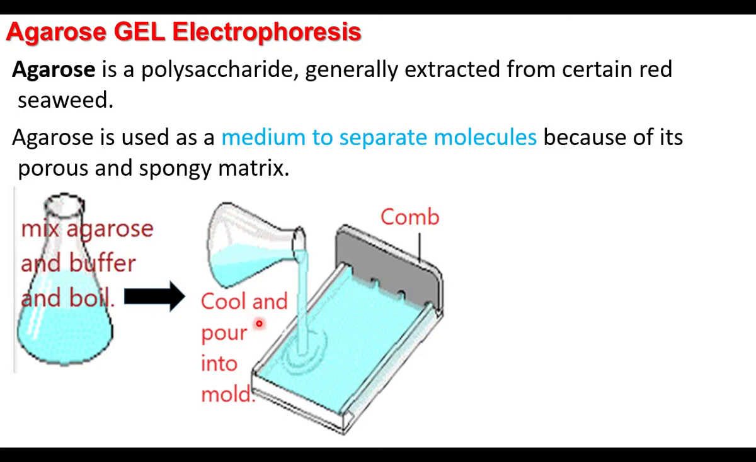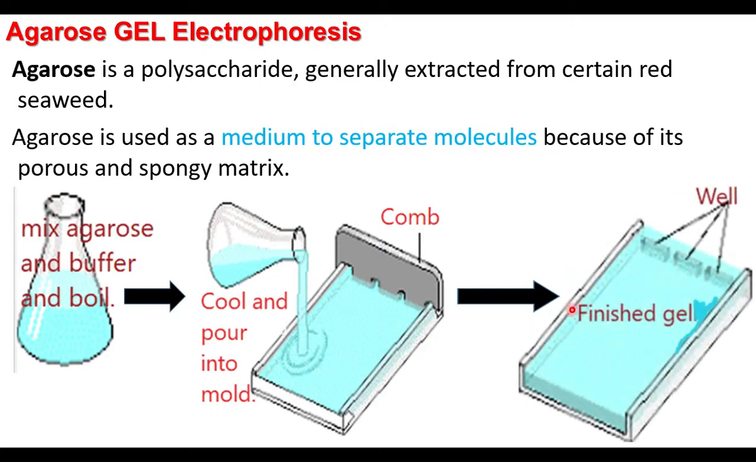After pouring the cool agarose solution, a comb is inserted. On further cooling, the agarose becomes solidified. It becomes semi-solid. Its rigidity increases. When we remove the comb, wells are created. The wells are meant for injecting DNA samples. This is a finished gel.